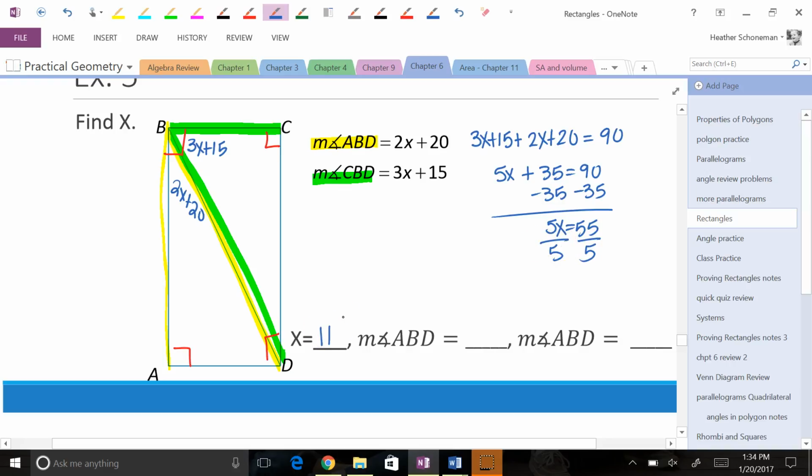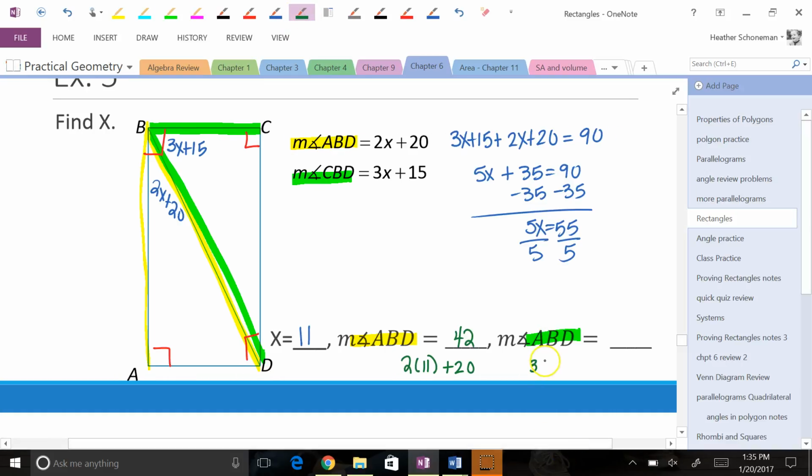Now it wants to find the measure of ABD. Well, ABD was our yellow one. We can do that. We'll just plug it in. So that's going to be 2 times 11 plus 20. 22 plus 20 would be 42. Now it wants CBD. That was our green one. Plug it in again. We'll take 3 times 11 and add 15. So we have 33 plus 15, which would give us 48.